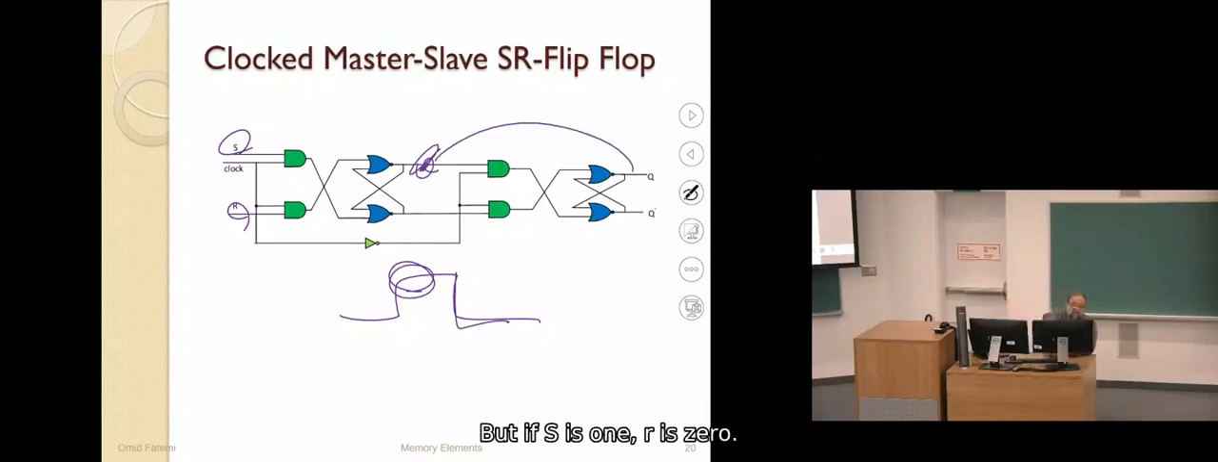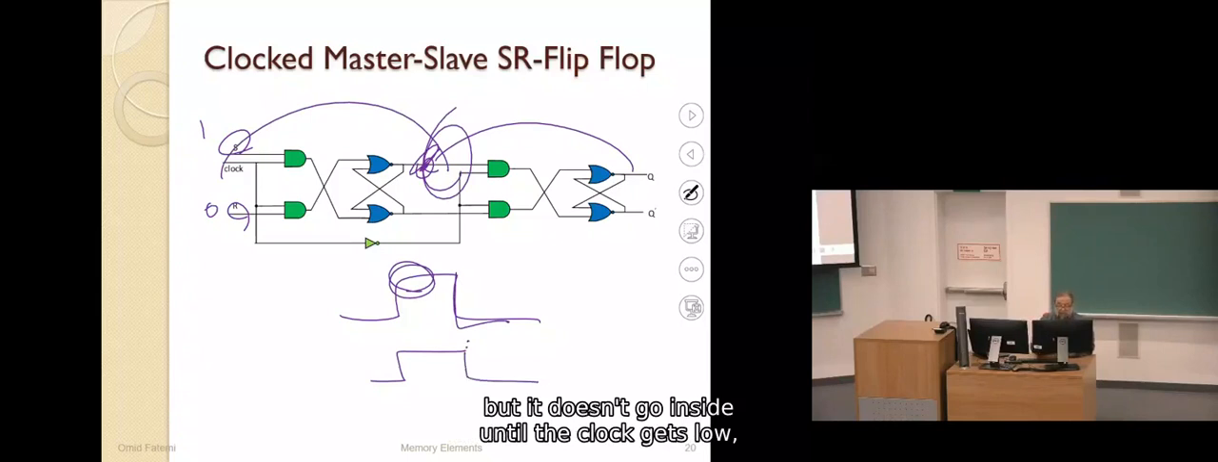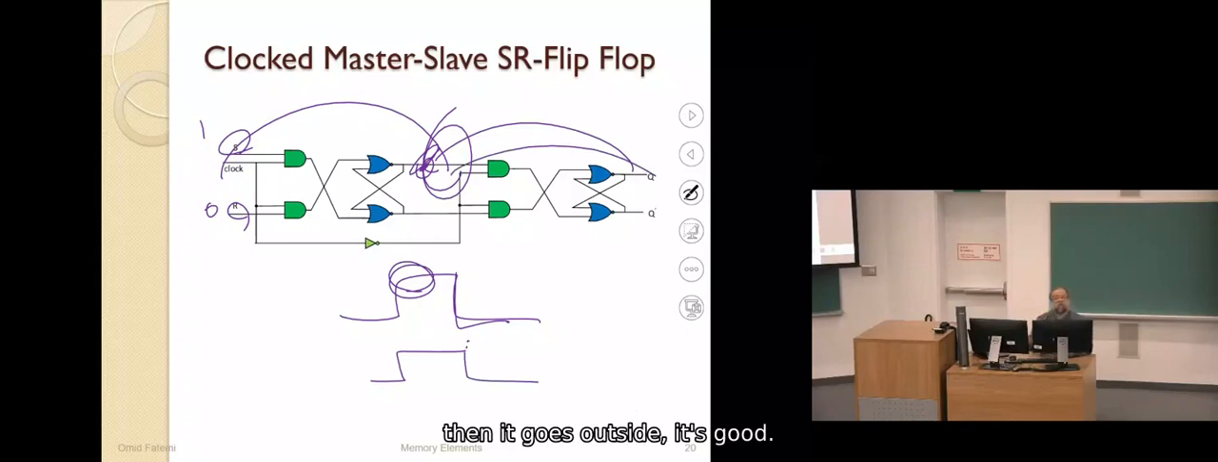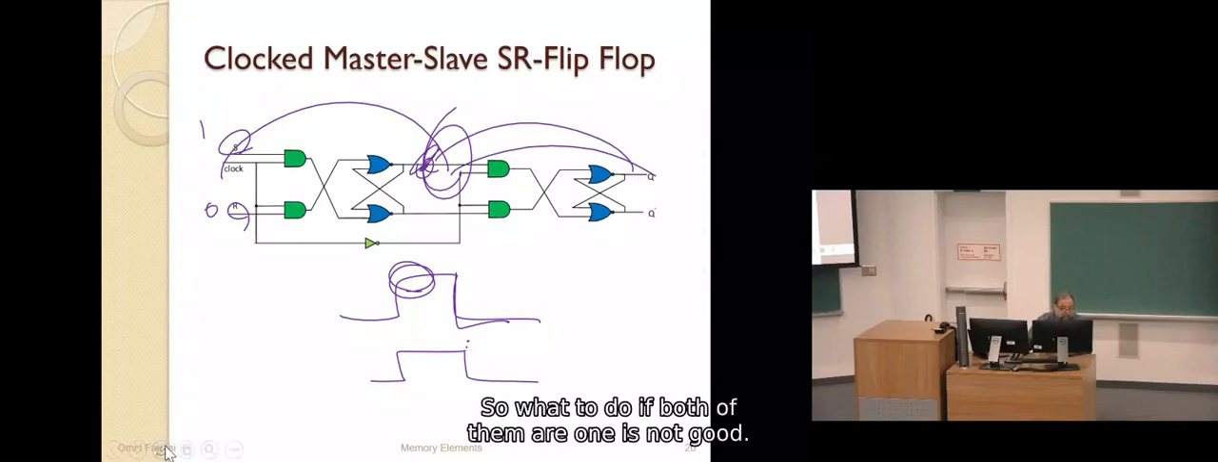But if S is 1, R is 0, at the high level of the clock, the Q here becomes 1, it sets, but it doesn't go outside until the clock gets low, then it goes outside. So it's good. We have an SR master-slave flip-flop. But still, if both of them are 1, it is not good. So what to do?